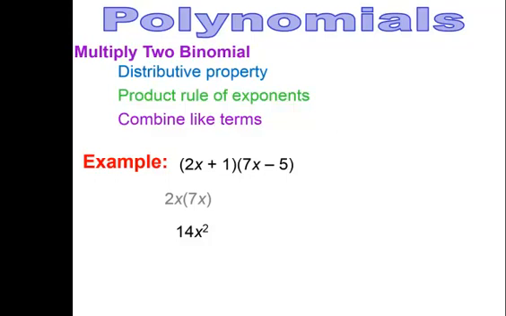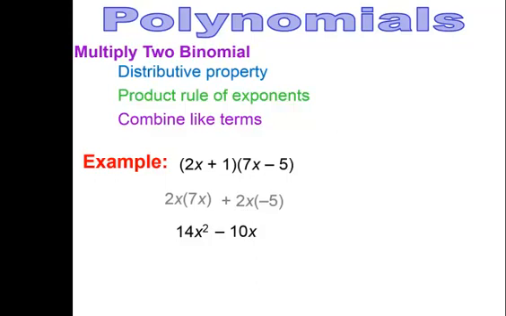Now you're going to take that 2x and you're going to multiply it to the last term, which is that minus 5 or negative 5. You're going to have 2x times negative 5, and you're going to end up with a minus 10x.